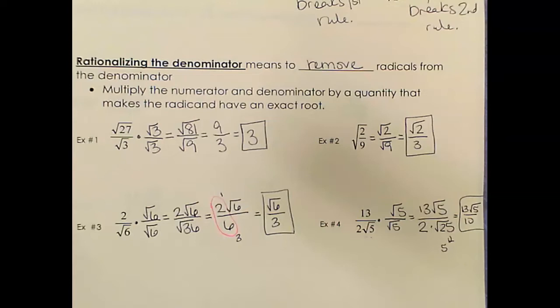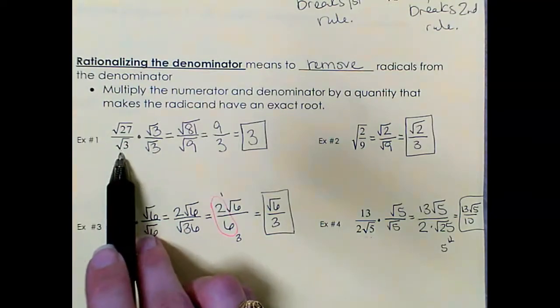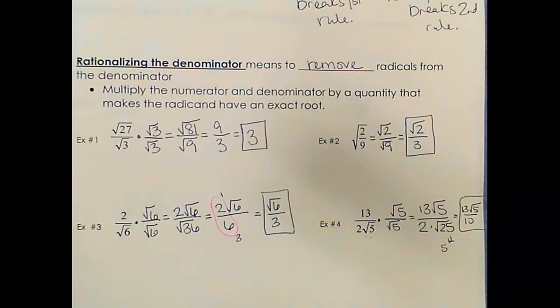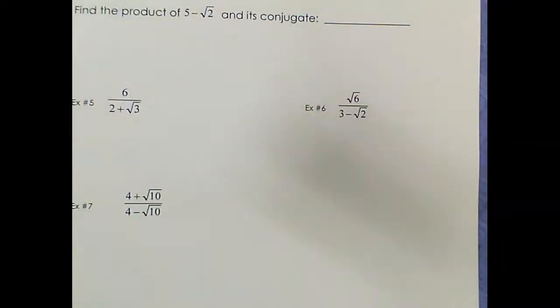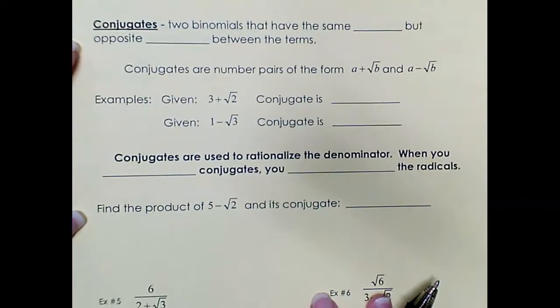So that is what it means to rationalize a denominator. You typically multiply the numerator and denominator by this radical that's in the denominator. And that way you get this nice, pretty, perfect root on the bottom. So now we're going to move to the next page, which talks about something a little different.